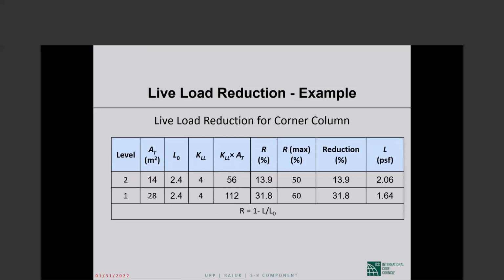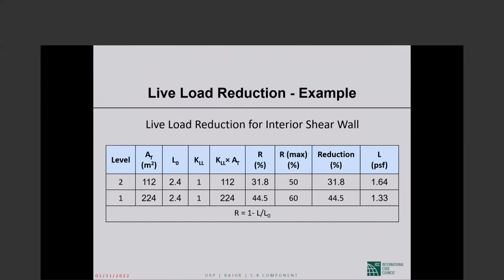Anyhow, so now the roof is treated totally separately. You deal only with the floors. Anyhow, I think you will find the simple examples to be of benefit.